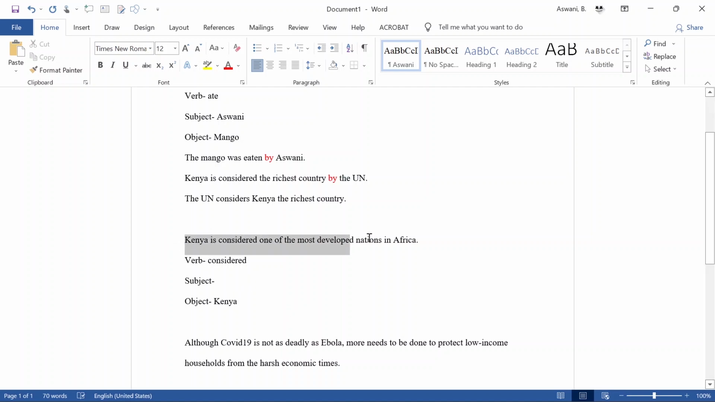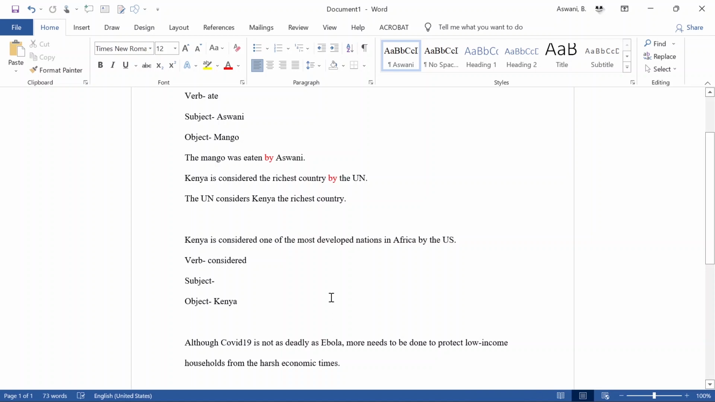So therefore, this sentence is in passive voice. We can write it in active voice by introducing the person or thing doing the consideration. Maybe the person can be by the US. So Kenya is considered one of the most developed nations in Africa by the US.